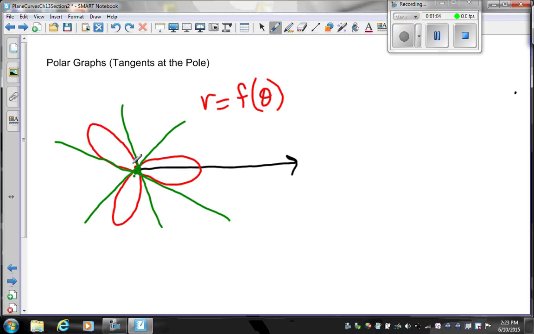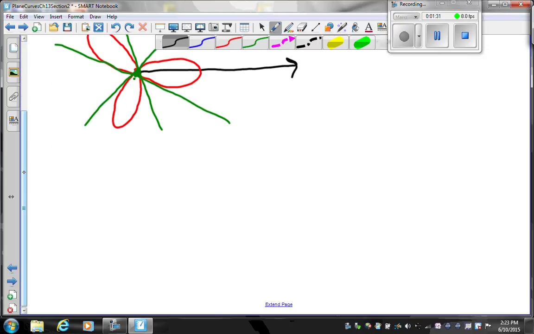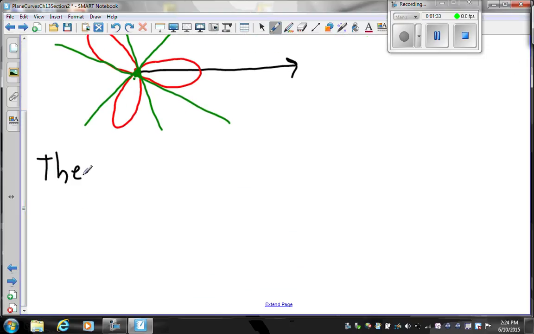Notice that for this graph, each one of these petals of the rose curve is enclosed between two tangents at the pole. So a lot of times, if you can find the tangents at the pole, then you'll be a long way towards finding the graph of the equation. So we need that, and the basic idea here is the following theorem.